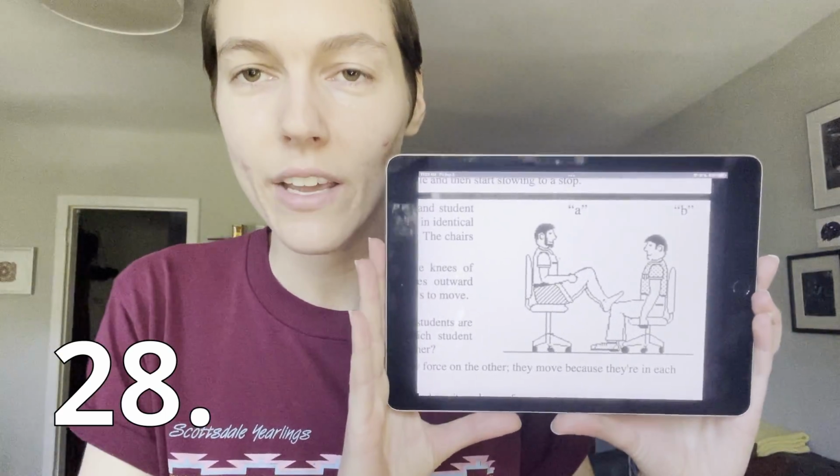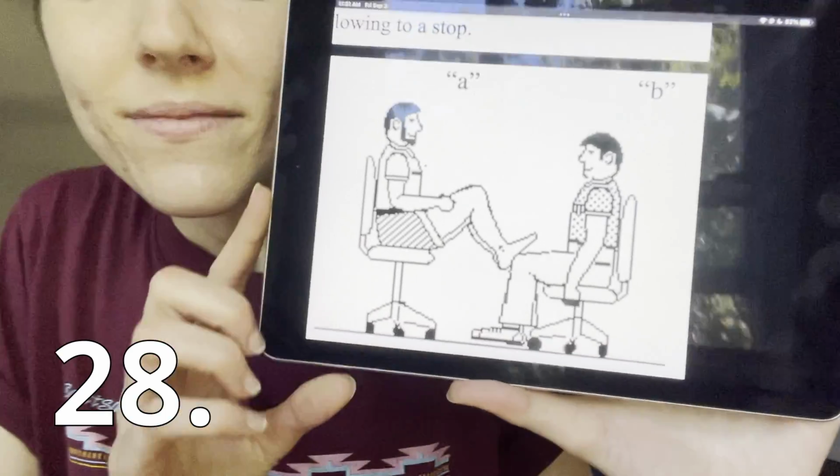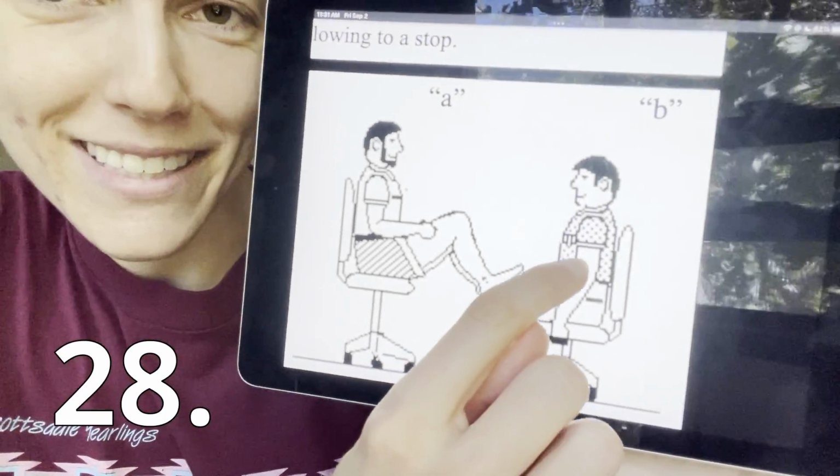In question 28, we've got these two yahoos playing around in some rolly chairs. I think this guy's got pens in his pocket. That's cute. We've got this guy A and B. We see that A weighs a little bit more than B. A takes his feet, puts them on the other guy's knees, and gives him a push. This question is asking, while they're still touching each other, pushing off, which of them, if any, exerts the greater force on the other?